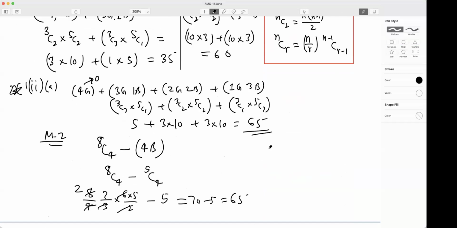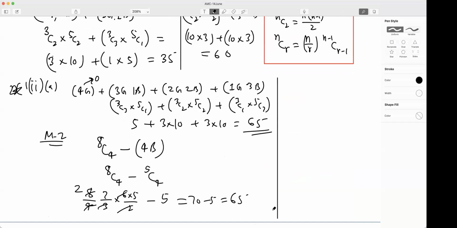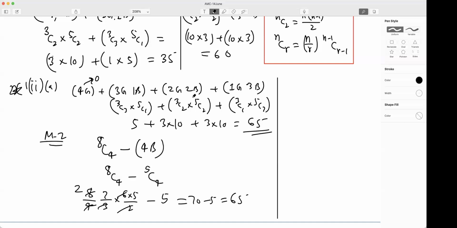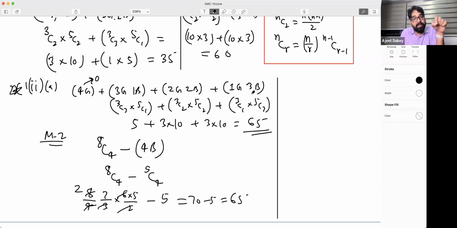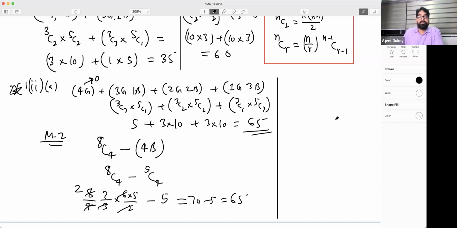We want 2 girls and 2 boys, and we want maximum 3 boys. So what are the possibilities? Either 3 girls and 1 boy, or 2 girls and 2 boys, or 1 girl and 3 boys. What is your doubt in this? Is it clear?